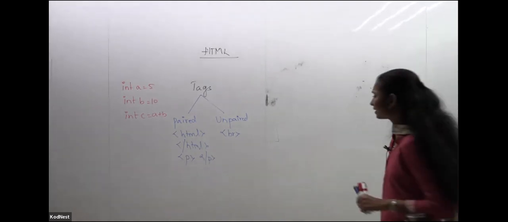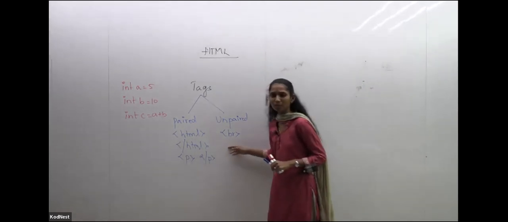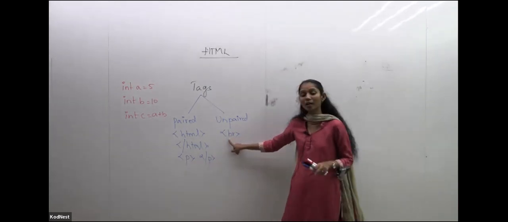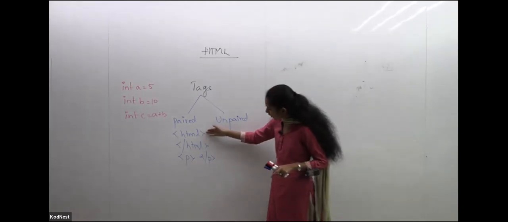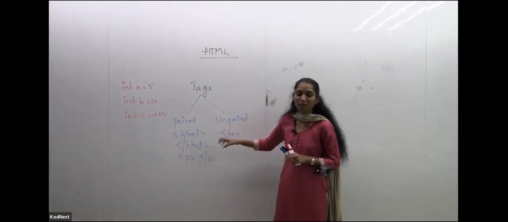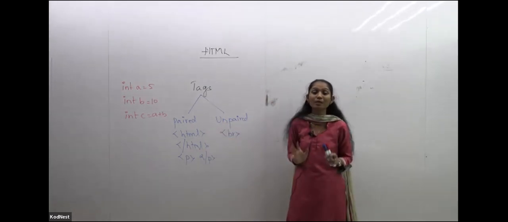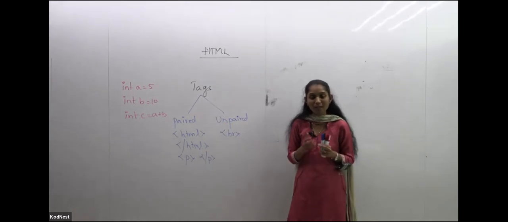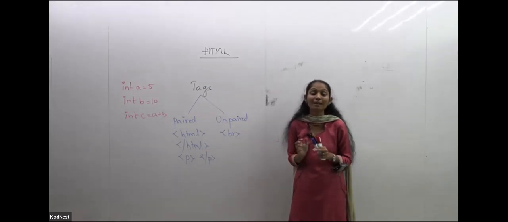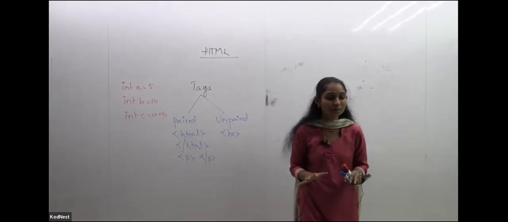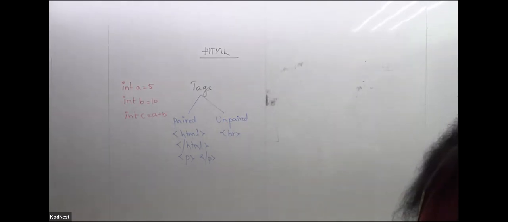So why this BR? I will tell you what exactly it stands for. So what is this HTML? Everything in the examples I have given here, you will see for sure. But understand what paired tags are and what unpaired tags are. Clear? Anybody have any doubt here?